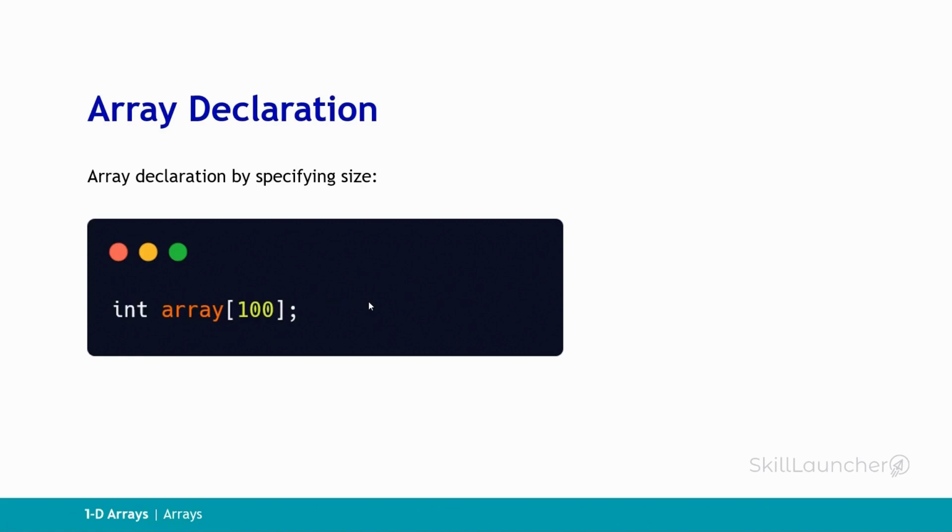First is array declaration by specifying the size. Let's say we need to store 100 elements in an array and they will be of type integer. So we can declare this array by int, let the name of the array be array and 100 number of elements within the square braces, followed by a semicolon.